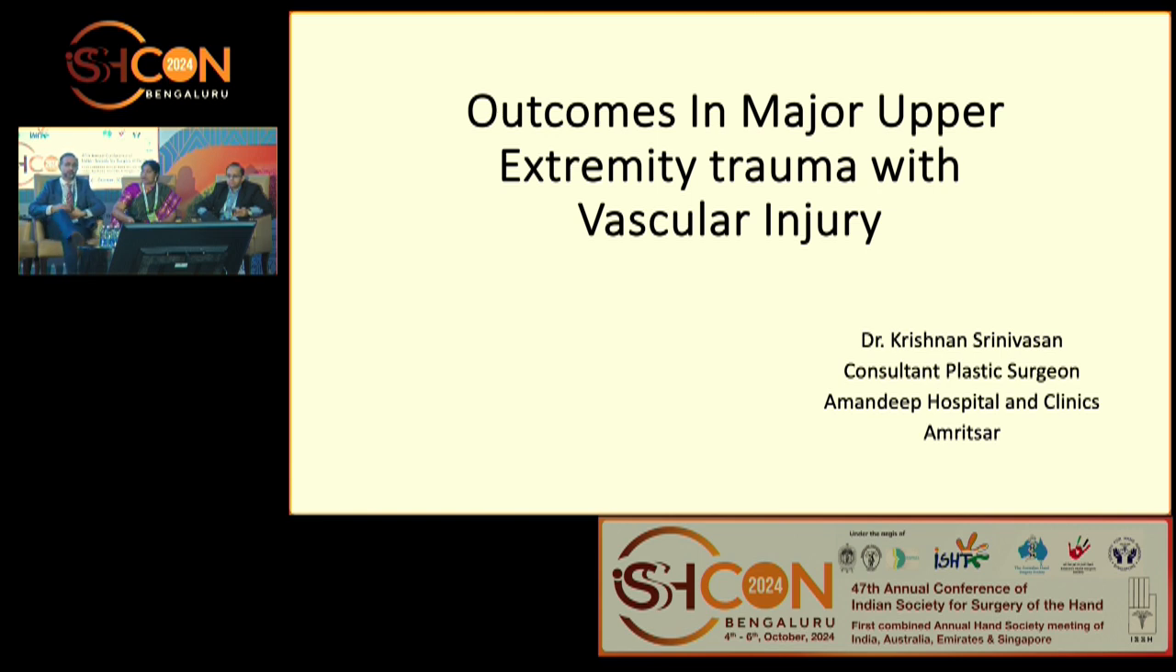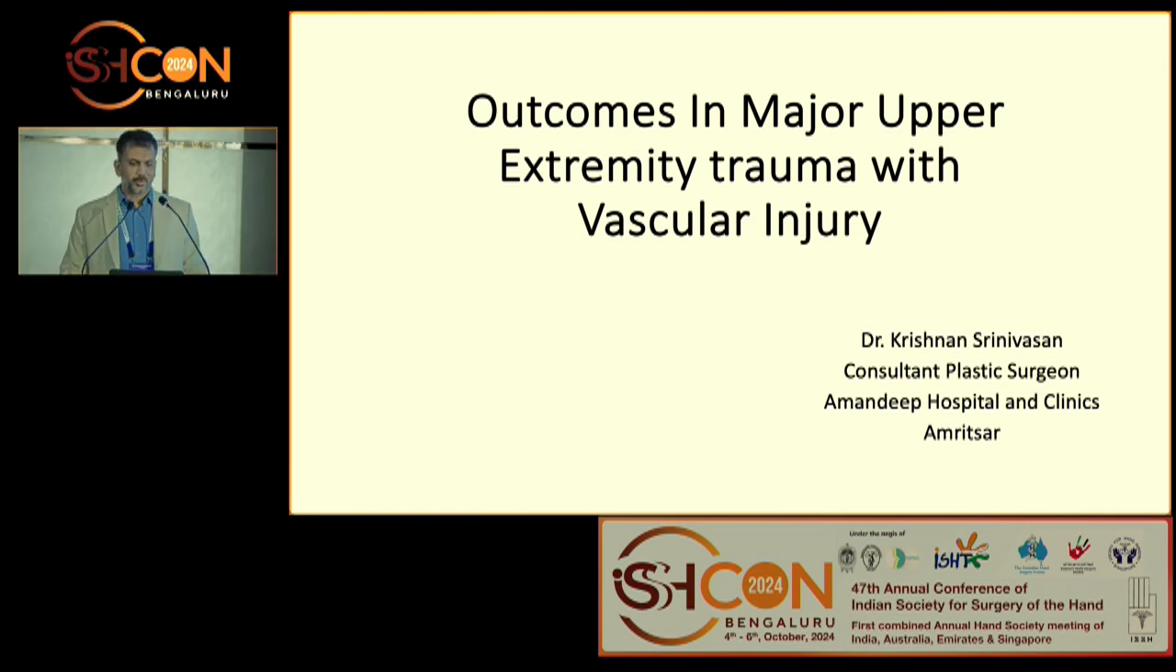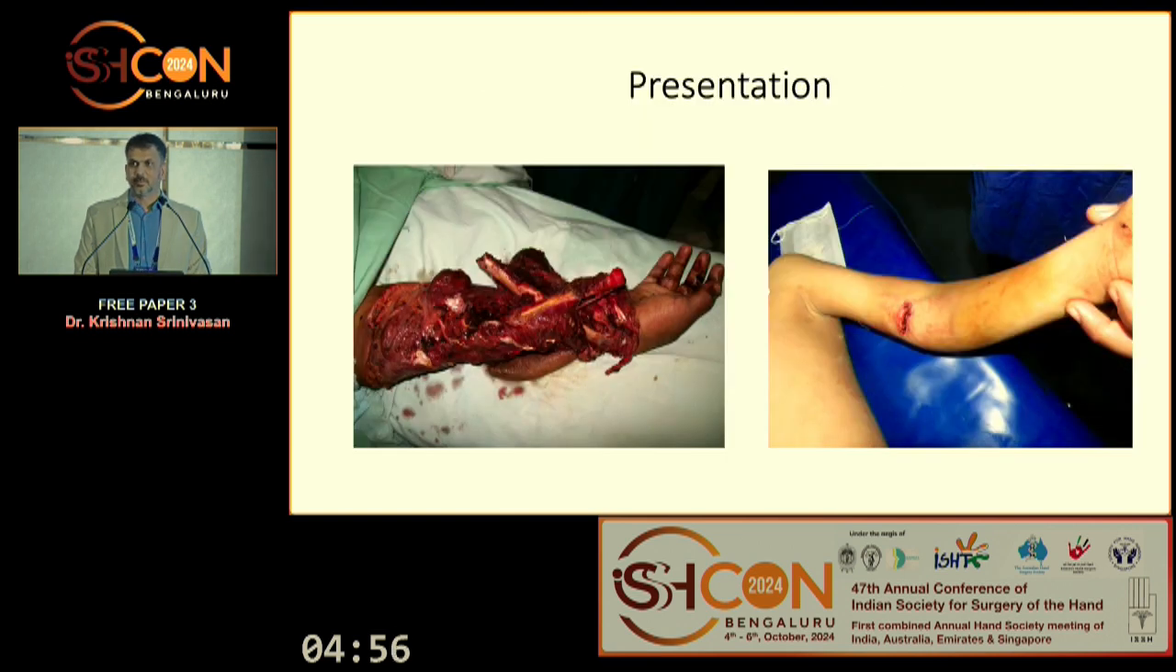Good morning, everyone. So I'll be talking about outcomes in major complex upper extremity trauma with associated vascular injuries. When we talk of complex injuries of the upper limb, they can present in varying forms. It can be glaringly obvious, like in the left side picture, where there is a compound injury, there is fracture and injury to most structures. Or it could be a simple wound on the surface. This was a gunshot injury, which can cause shattering of the bones inside, along with vascular injuries.